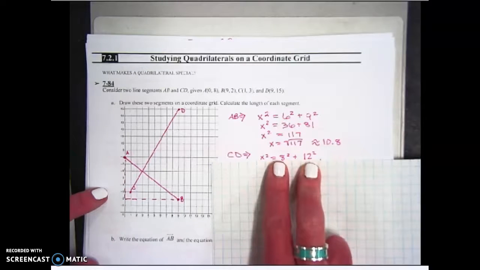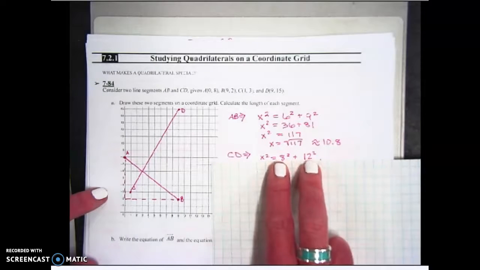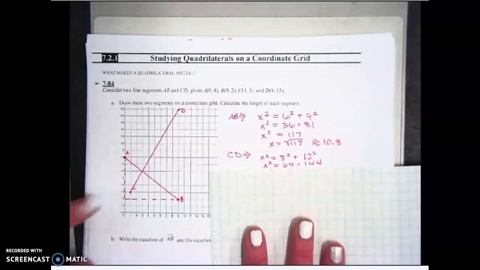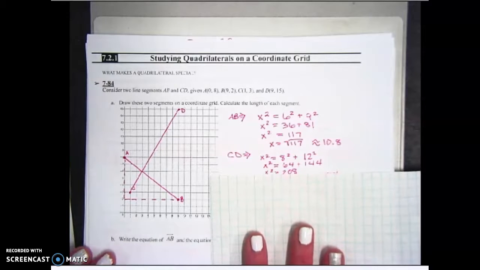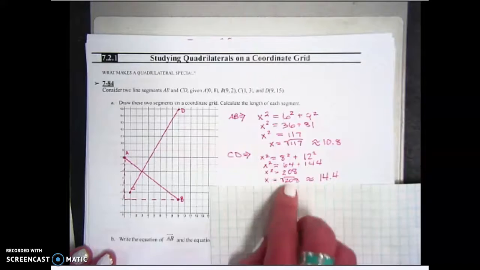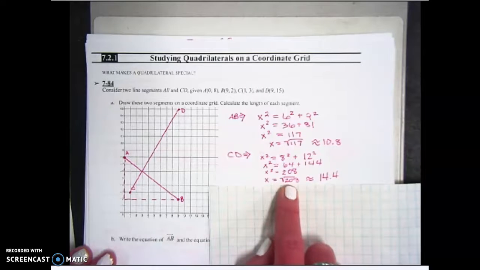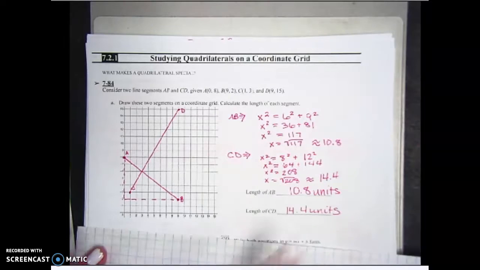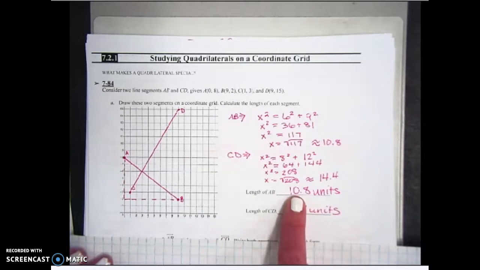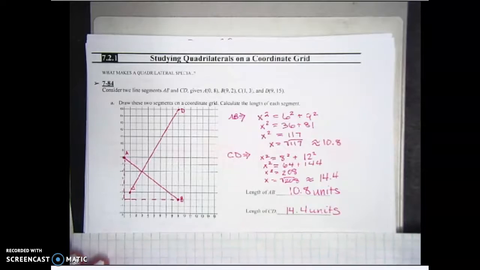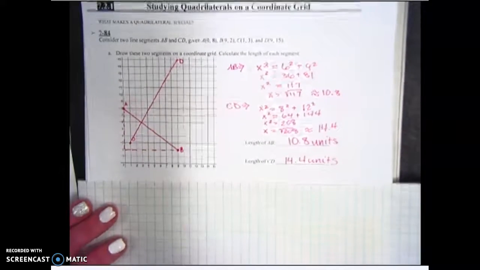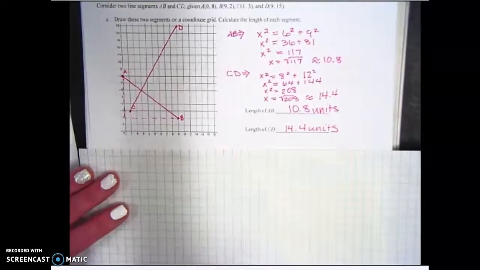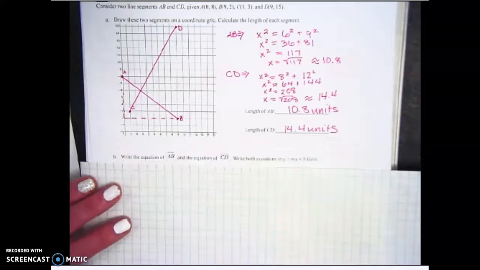So those are the two legs on that right triangle. 8 squared is 64. 12 squared is 144. Add them together, you get 208. The last step is to take the square root, punch it in your calculator, you're going to get approximately 14.4. So when you write your answers on the lines, you're going to say that the length of AB is 10.8 units, and the length of CD is 14.4 units. All right.